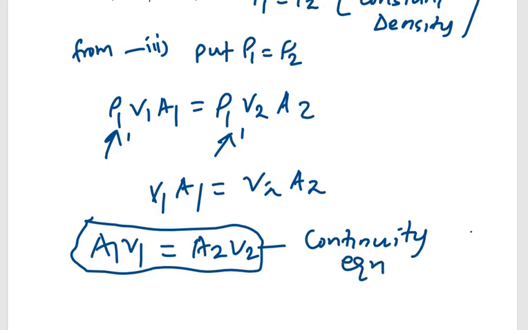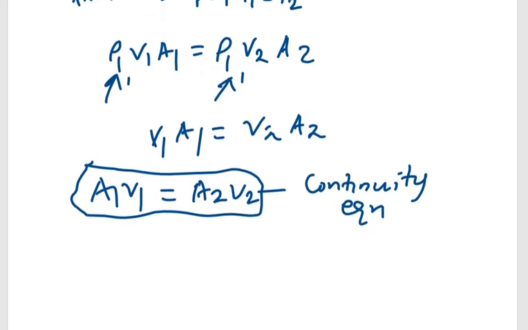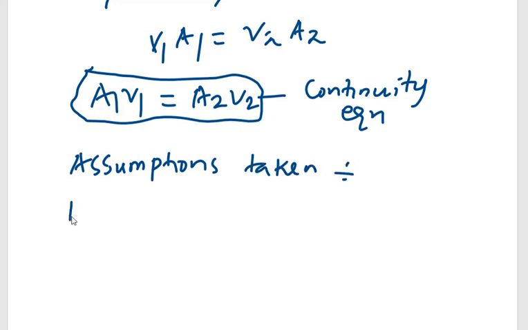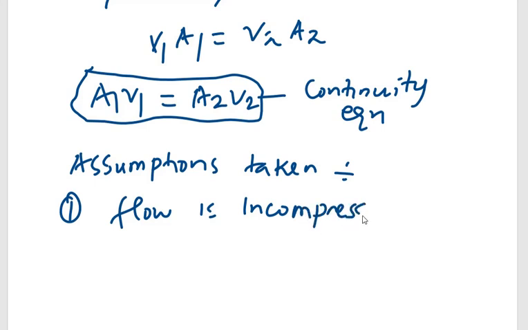With the following assumptions in mind. Assumptions taken here are: 1, that the flow is incompressible, and 2, that the flow is steady.